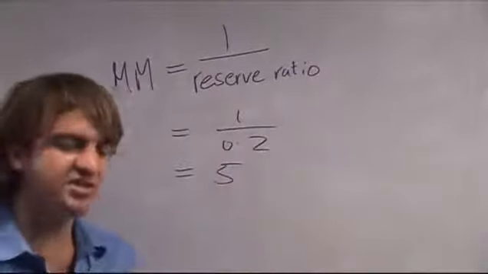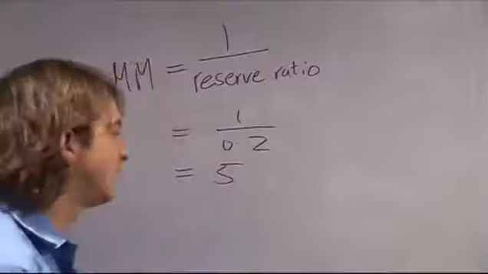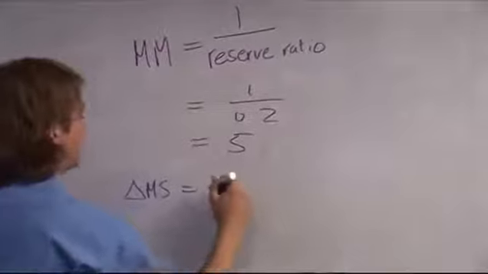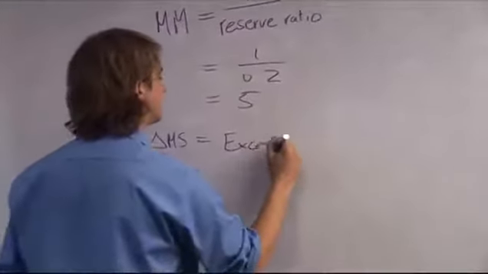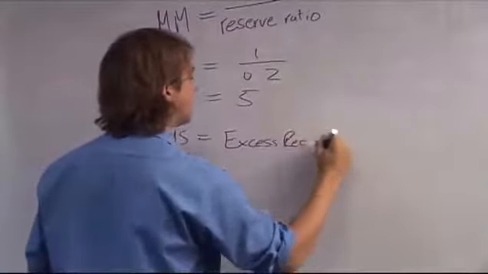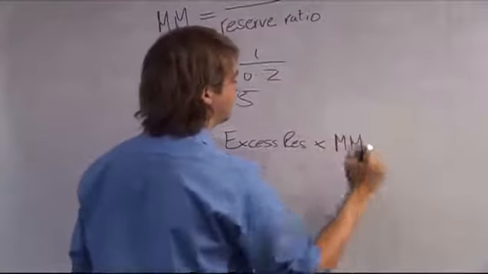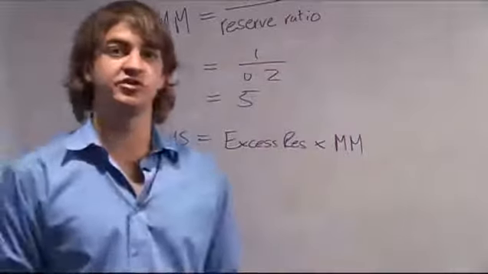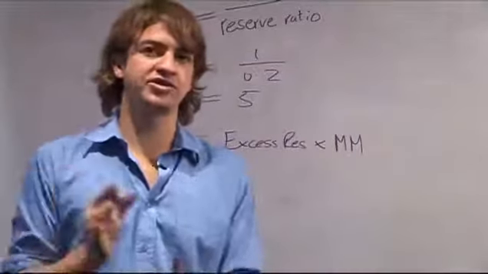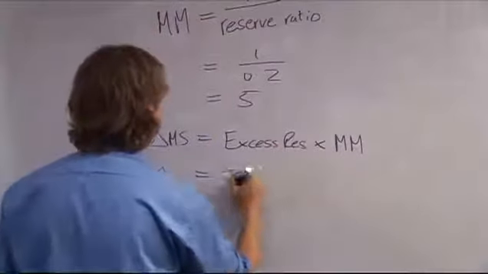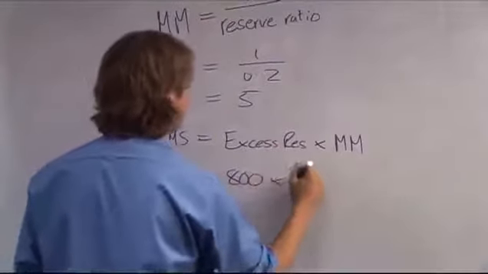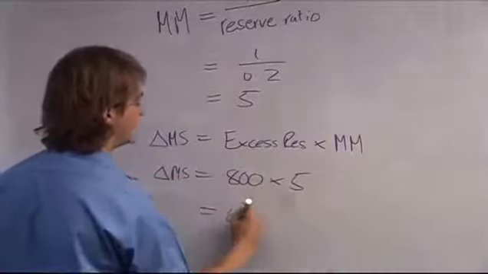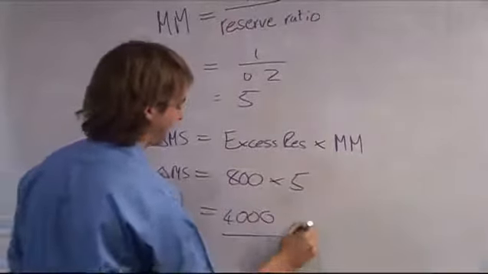Now how can we use this to see the change in money supply? Well, like the aggregate expenditures model, the change in the money supply is equal to your excess reserves times the monetary multiplier. So let's say your excess reserves were 800. You combine all the excess reserves of all the banks. And it's 800 times 5. So the change in your money supply is going to be equal to 4,000 at the end of the day.